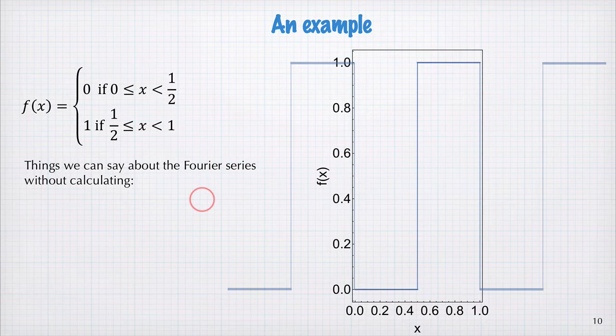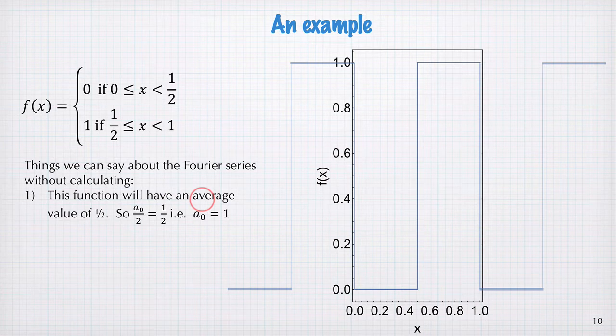Well, the function has an average value of a half, and so that means that a0 on 2 must be equal to a half. In other words, a0 must be equal to 1. So almost with no maths anyway, we've already calculated one of our coefficients.